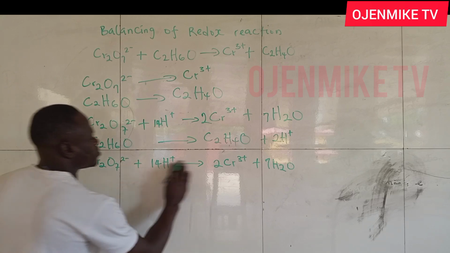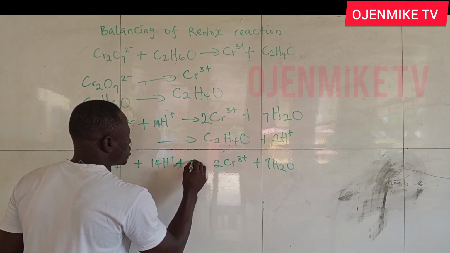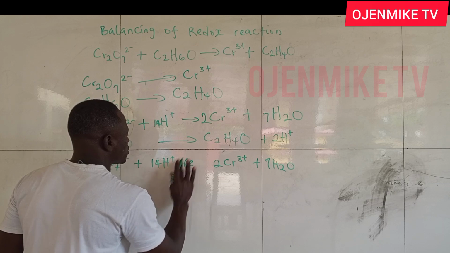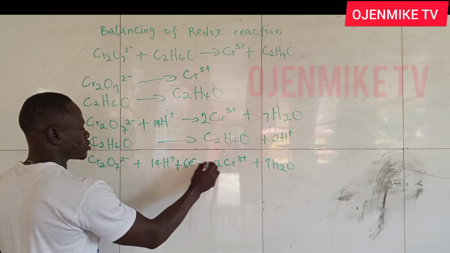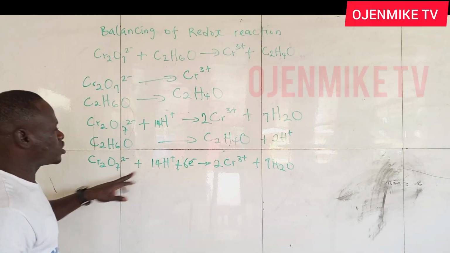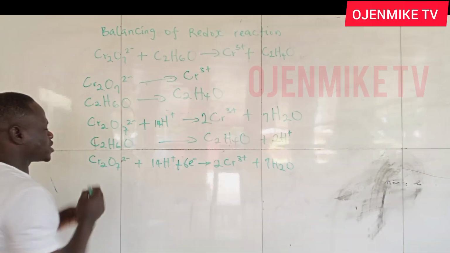Now we have plus 6 electrons. So if we add 6 electrons there, it means that this one is balanced. Are you following? Now let's proceed to this one.